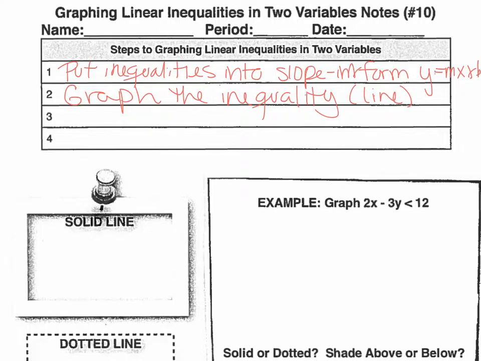Once you have figured out where the line will be, then you have to decide, because it's an inequality, if your line is going to be solid or dotted. So you want to determine if you have a solid or a dashed or dotted line. You can call it either. And the reason that you're doing that is because when you graph an inequality, you don't have just one answer.